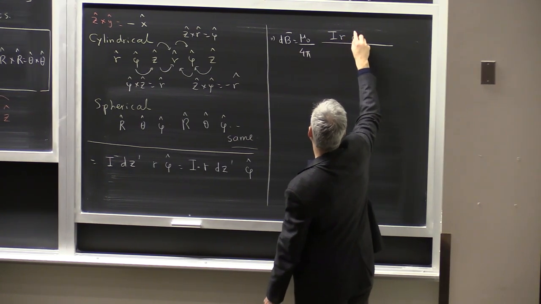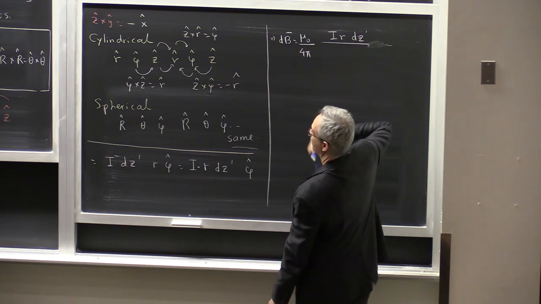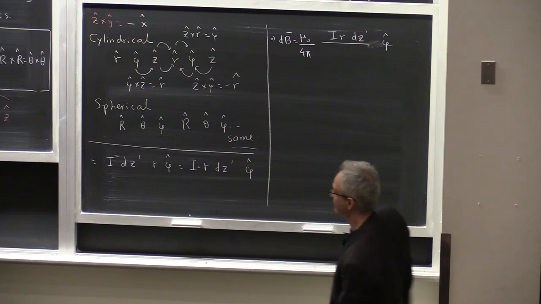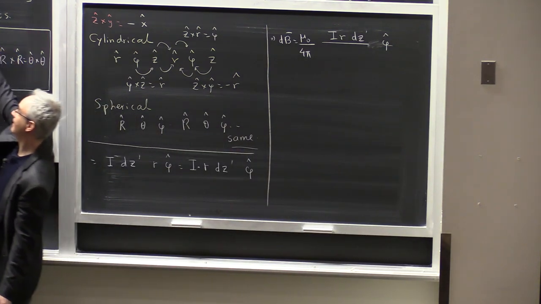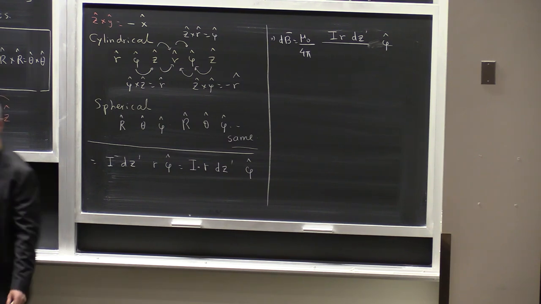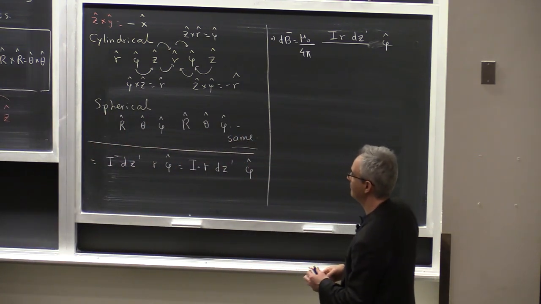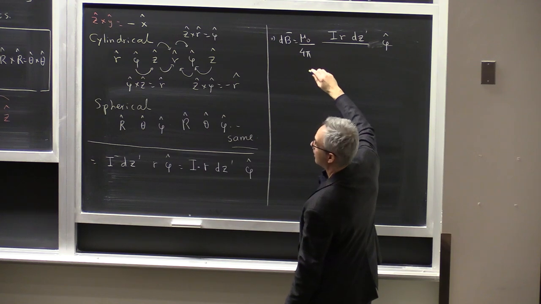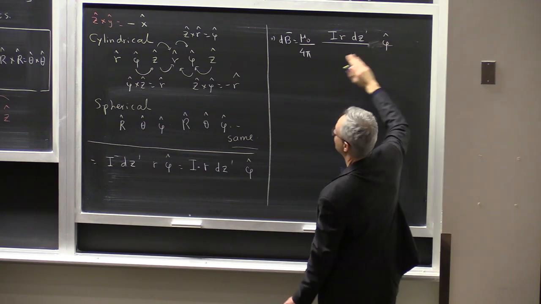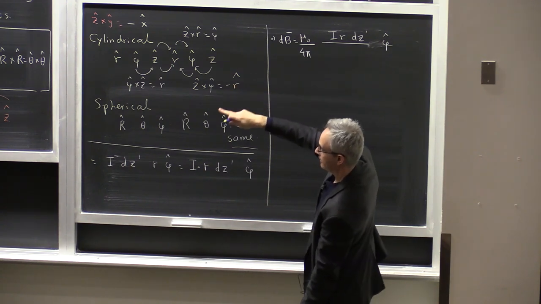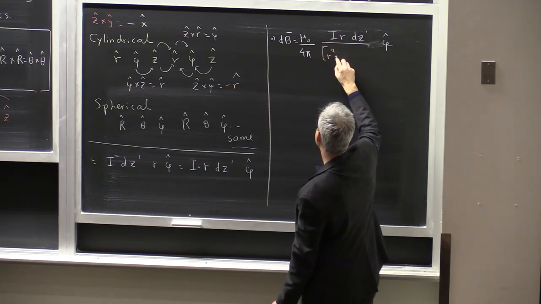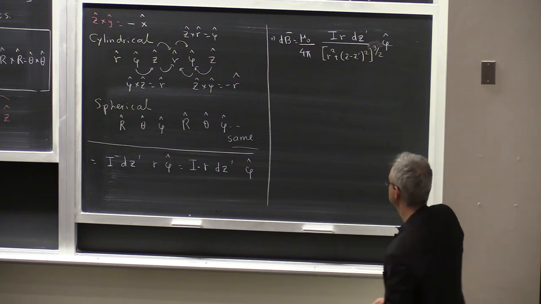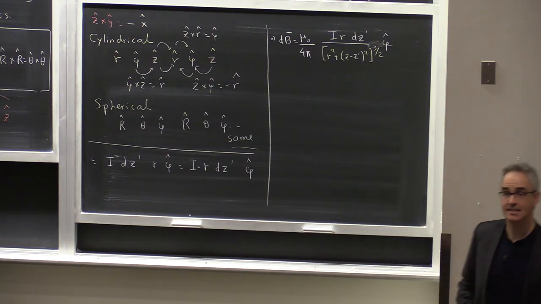I R dz primed phi hat, and notice that this phi hat is not phi hat prime or something, it came from the R hat unit vector, the observer, so I haven't missed any primed vectors. Underneath here I have also IDL. Underneath here, I have R squared plus Z minus Z prime squared, to the 3/2. Okay? So now I am ready for the last step, which is the integration.